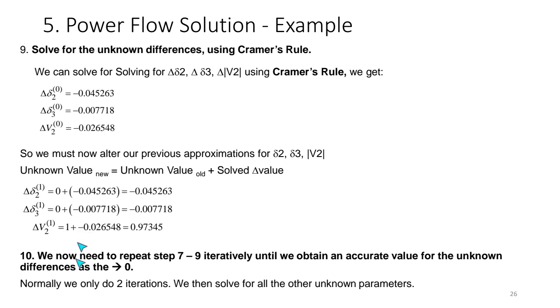So that's why, at the end of the first iteration, by looking at this, not all of them are 10 power minus 4. It means the solution is not converged. We have to repeat step 7 to 9 and go for a next iteration to calculate a new set of delta delta 2, delta delta 3, and delta V2, and check that the new solutions have become a negligible tolerance value of 10 power minus 4. Then we can come to a conclusion that the solution is converged.